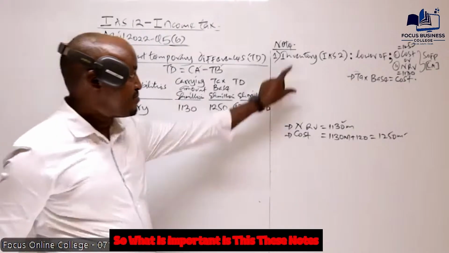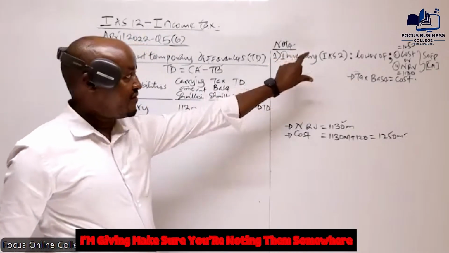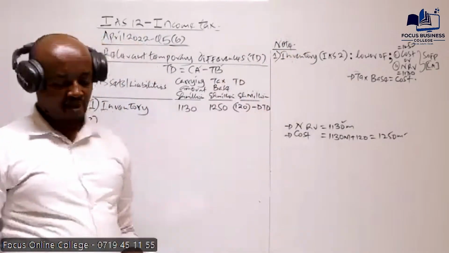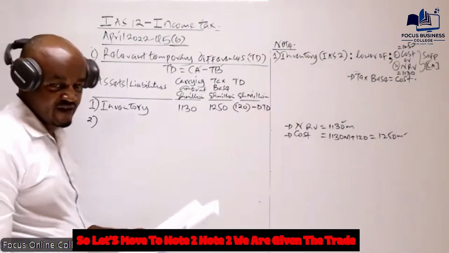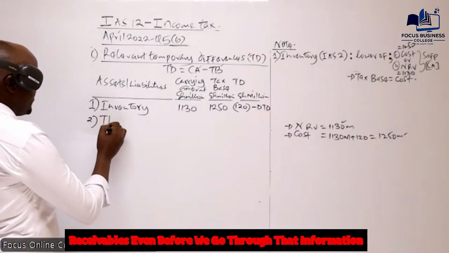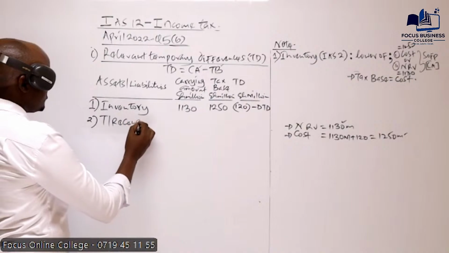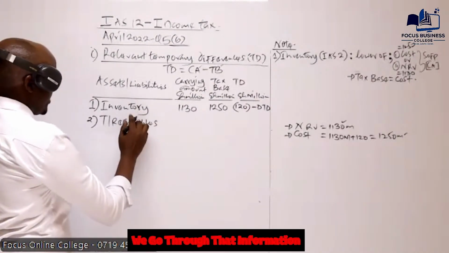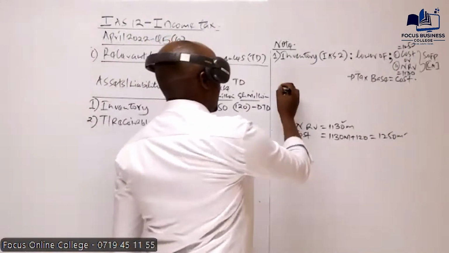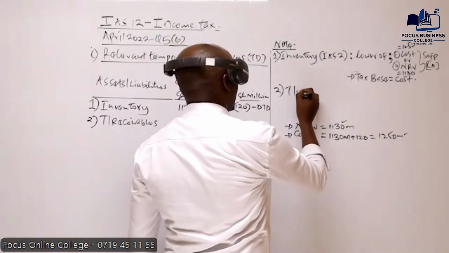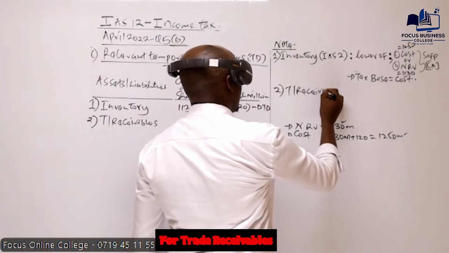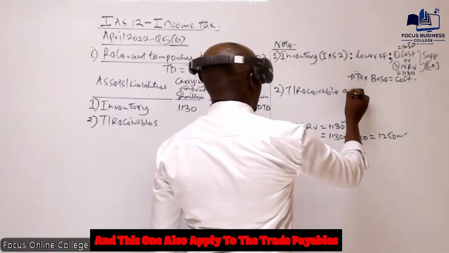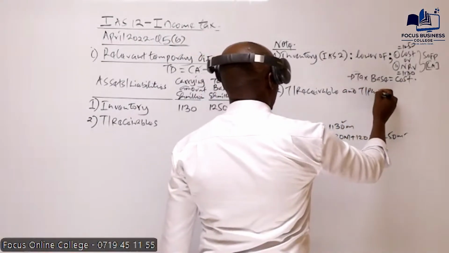So what is important is this. These notes I'm giving, make sure you're noting them somewhere. So let's move to note 2. Note 2, we are given the trade receivables. Even before we go through that information, there is also a note I will give here that for trade receivables, and this one also applies to the trade payables.